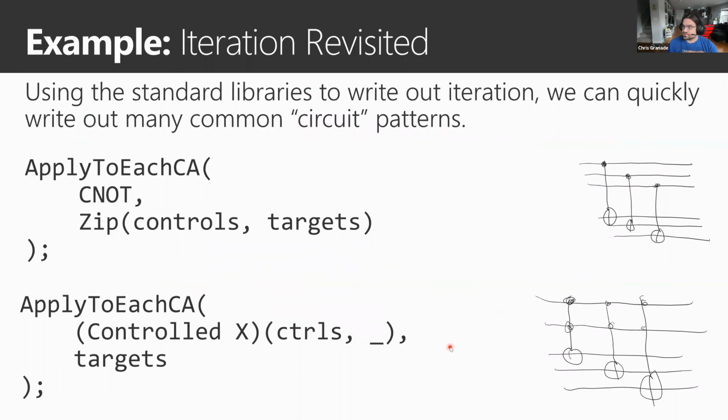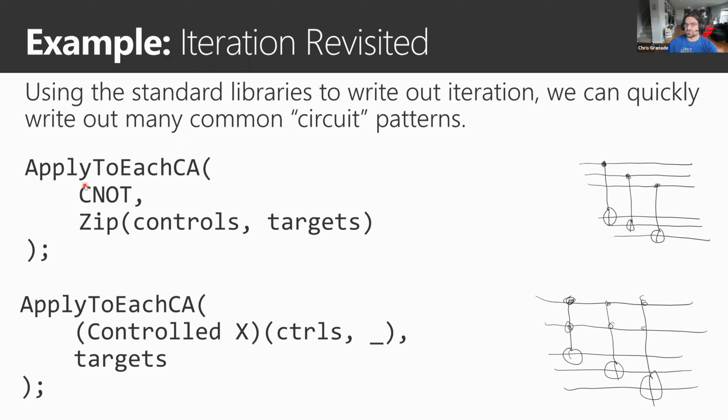What's really neat about this is that, coming back to the theme that I mentioned earlier, we learn a lot from the history of classical development and classical programming. I can use those standard libraries to implement many classical programming ideas such as iteration to quickly write out different circuit patterns. So for instance, if I want to do a C0 operation between each pair of qubits, one from each of two different registers, that looks a lot like the zip function that you see in many different languages, where I take corresponding elements of a list and I make pairs out of them.